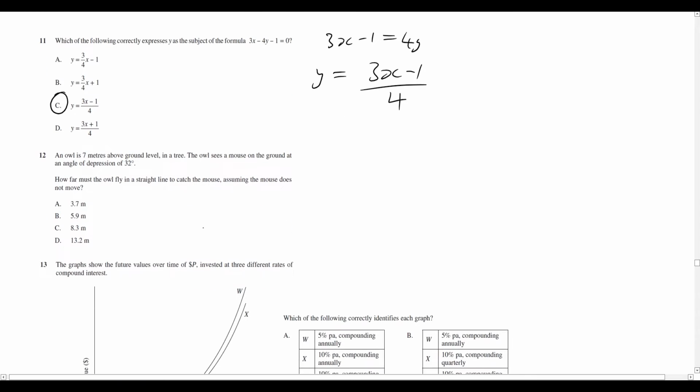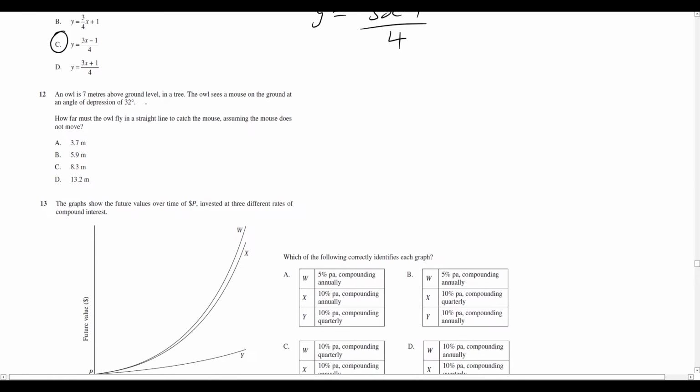Okay, question 12. An owl is 7 meters above ground level in a tree. The owl sees a mouse on the ground at an angle of depression of 32 degrees. So how far must the owl fly in a straight line to catch the mouse, assuming the mouse does not move? Okay, so we want to quickly draw a diagram for this to make our lives a lot easier.